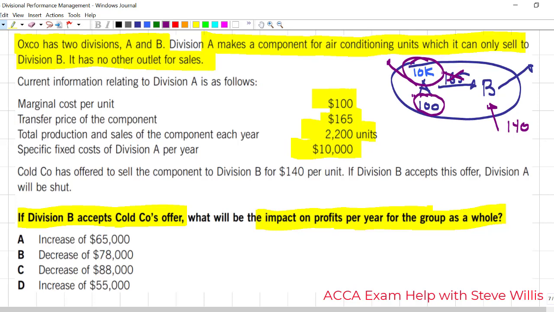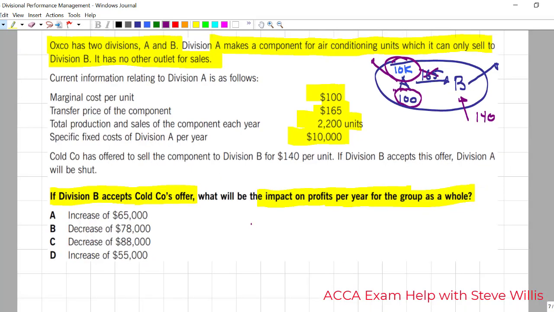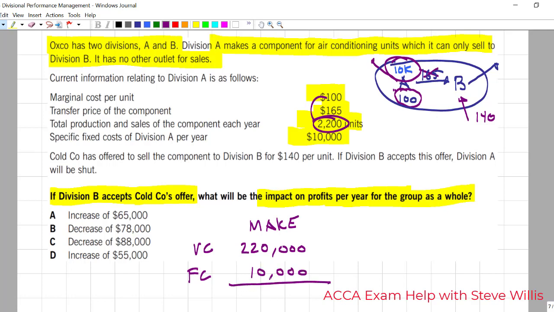So let's evaluate the decision. If we make the units in the group, we will incur variable cost and fixed cost. 2,200 times 100 will be 220,000. We'll incur fixed costs of 10,000. So the make cost to the group is 230,000.